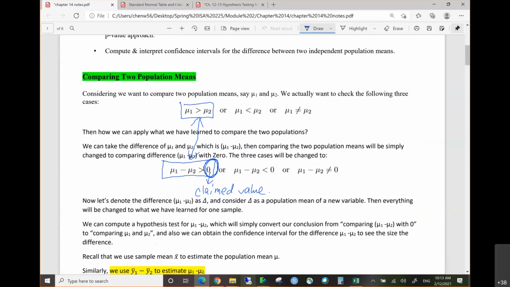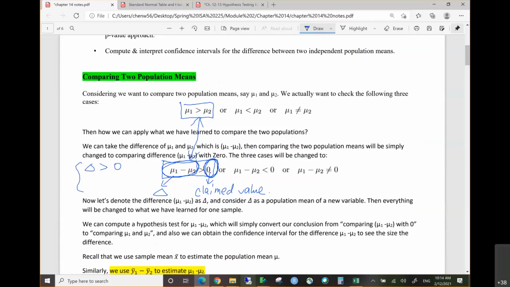The left side is the difference between the two population means. We call this another kind of population parameter. It's just the difference between the two population means. We call it delta. It's the triangle. We call it delta. So now this alternative hypothesis can change to delta larger than 0. So delta here is the difference between the two population means, and 0 is our claimed value.